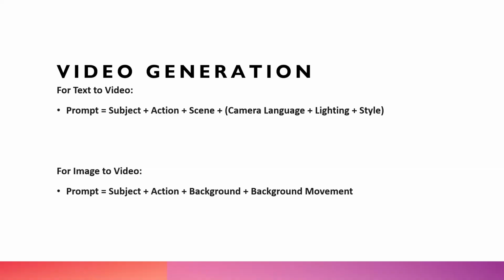Okay, so if it's from text to video, you also need to think that it's first text to image and then image to video. So it should contain the subject, and the scene, meaning different styles and objects in there, and then lighting, and then action, what type of actions this image needs to do in the video. But in the case of an image, it's again subject, action, background, and background movement.